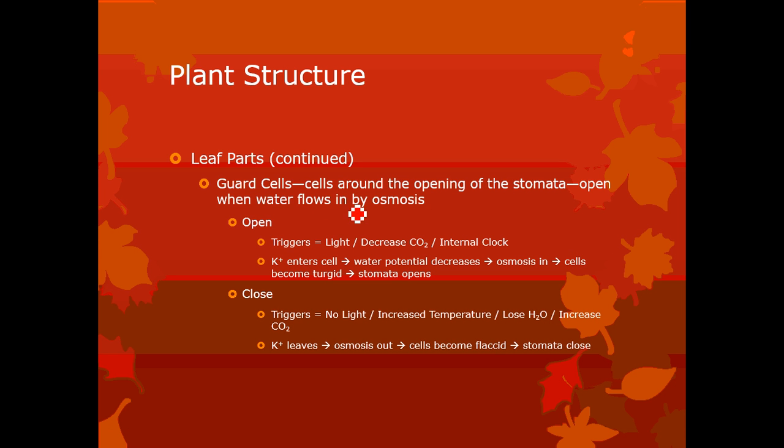So I talked about guard cells that surround the opening of the stomata. They open when water flows in by osmosis. What triggers the guard cells to open the stomata? Light, because that means they're going to be able to do more photosynthesis. They notice a decrease in carbon dioxide because they want to open up and allow more in. And then they have internal clocks, so timing of day, seasons, things like that.